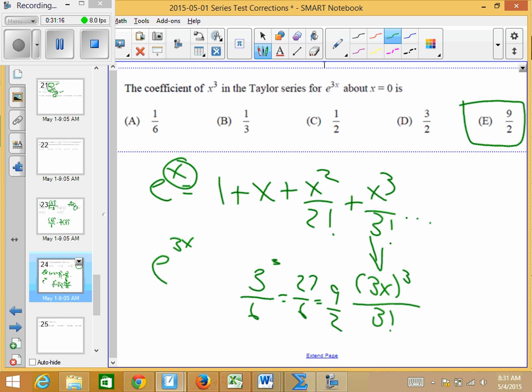Not too bad, unless you don't know the expansion for e to the x. If you don't know the expansion for e to the x, you have to go through that process of figuring out the expansion. Hopefully you have those formulas figured out. They'll probably show up on FRQ. But anyway.